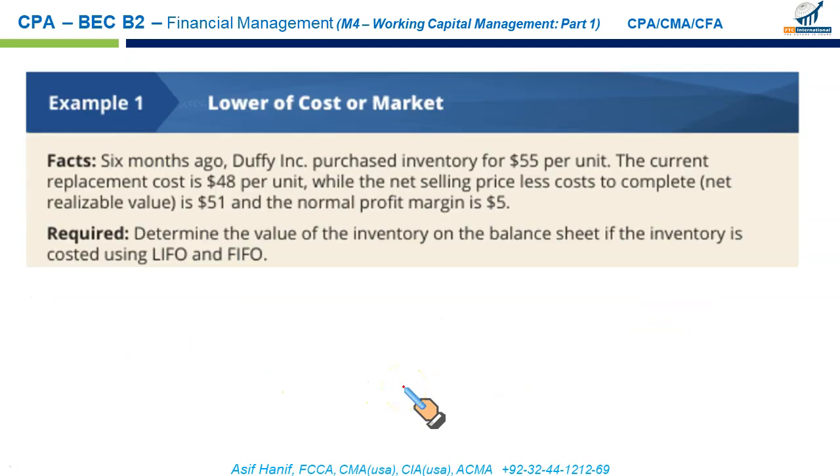Let us do an example. This will explain the idea in detail. 6 months ago, Duffy Incorporated purchased inventory for $55. This is the cost, remember. The current replacement cost, okay. Let us do this question first with LIFO. So we have cost at one end, which is $55.